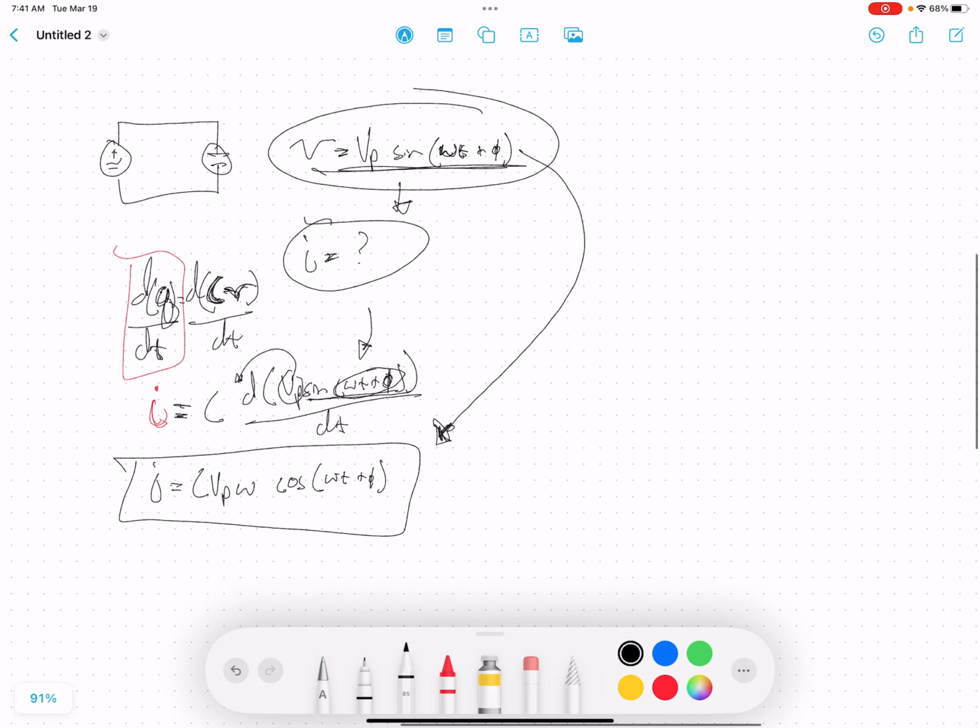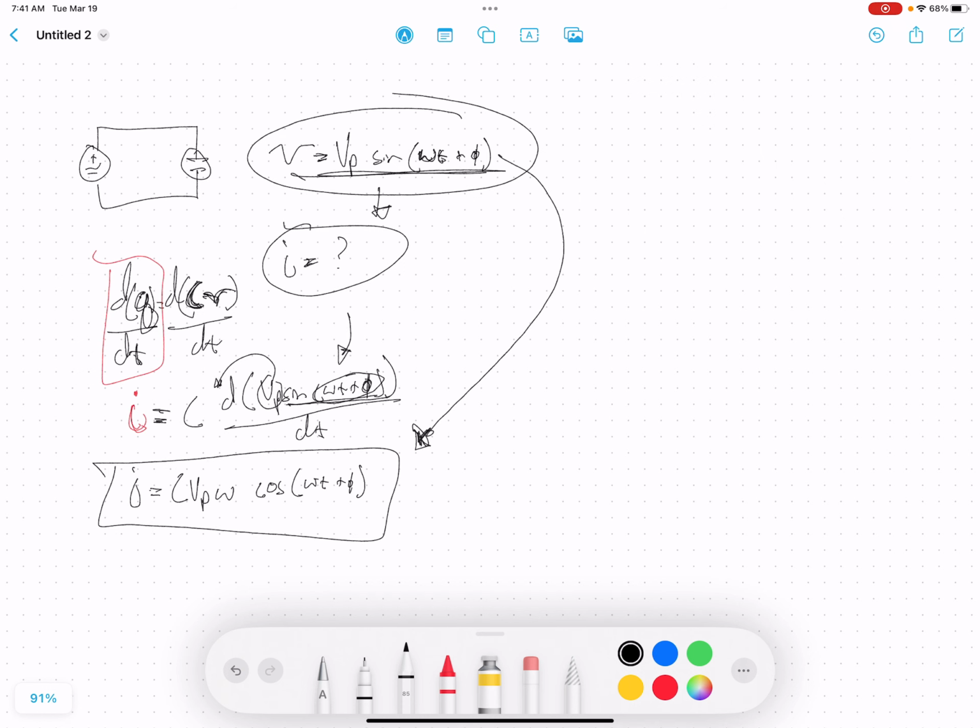Then to shift this so that they're both in terms of sine, I have C, the capacitance, times the peak voltage times omega, and I can change the cosine to sine by shifting the phase. So this is omega t plus phi, then plus pi halves, to shift the cosine so that now it's a sine graph.